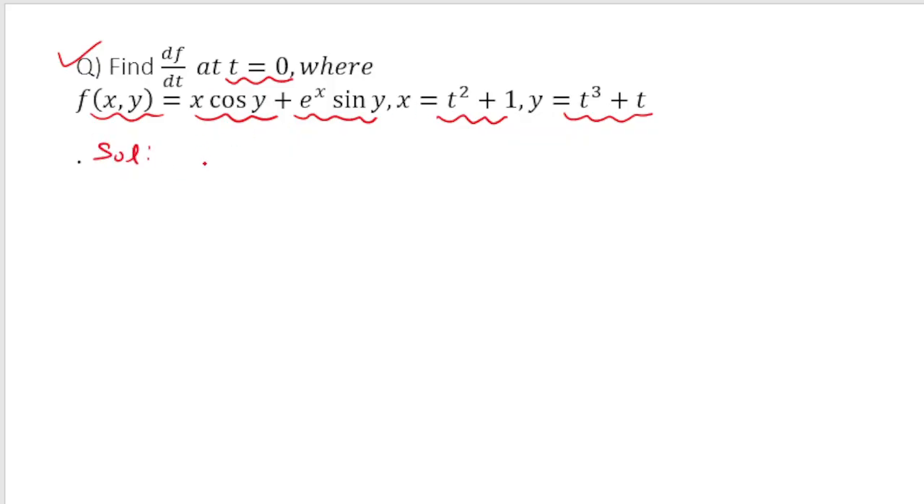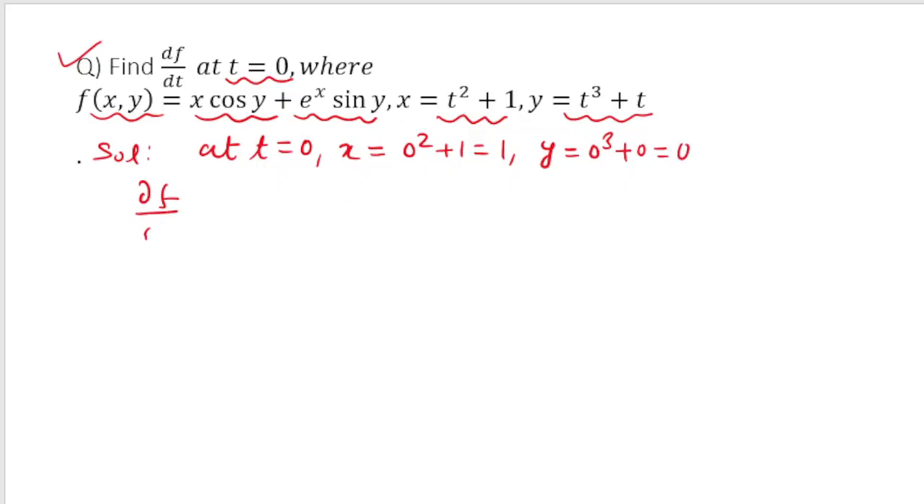To solve it, first of all we have to evaluate it at t is equal to 0. So if I take t is equal to 0, what will be the value of x? I get 0 square plus 1, that is equal to 1. And what will be the value of y? That is 0 cube plus 0, that is equal to 0. Now I have to find df by dt.